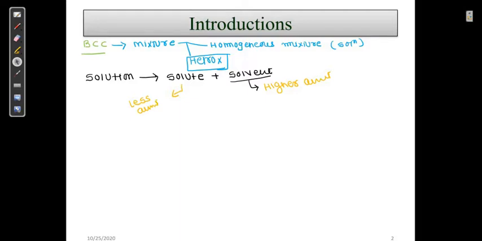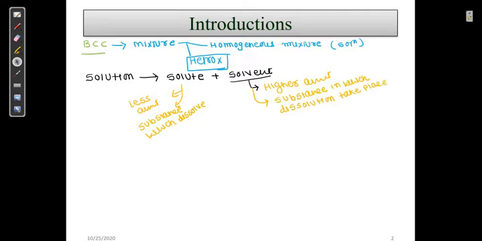Another way we can say it: the solvent is the substance in which dissolution takes place, and the solute is the substance that is dissolved.